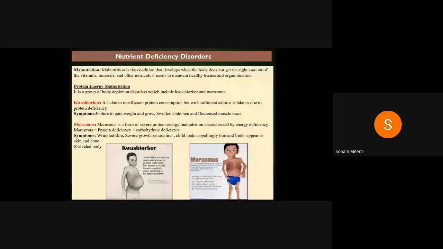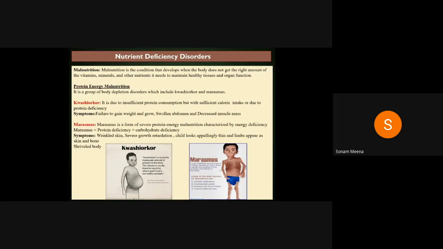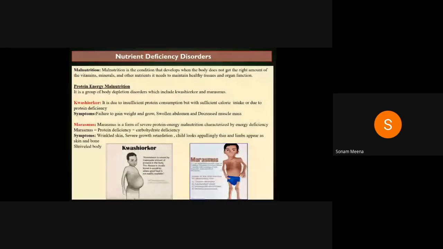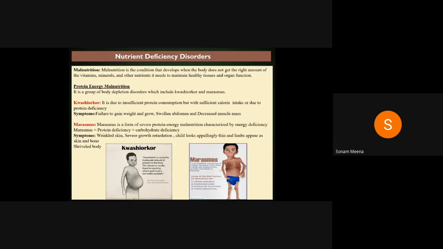In marasmus, we can see symptoms like wrinkles and severe growth retardation. The child looks apparently thin and the limbs appear as skin and bone, a shriveled body. In order to create awareness, PM Modi declared the month of September as nutrition month.